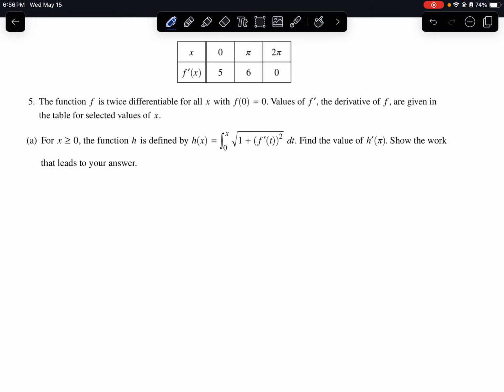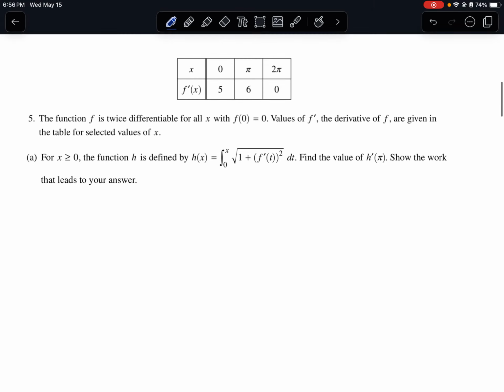Okay, question 5, I believe this one will just be BC. This is question 5 AB for the 2024 free response questions of AP Calc. So we have a table given here. The function f is twice differentiable. I'm not sure if it's going to come up, but if it's twice differentiable, just remember that. Sometimes it's really nice if they're trying to get you to write something about maybe the mean value theorem, but we'll see how it goes.